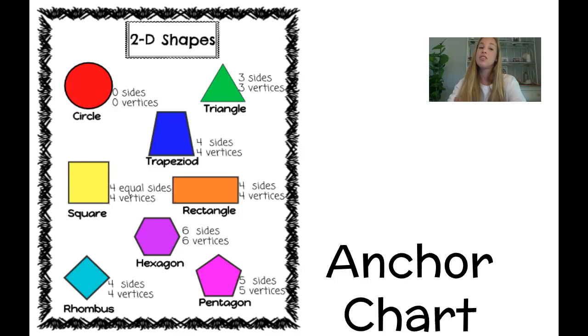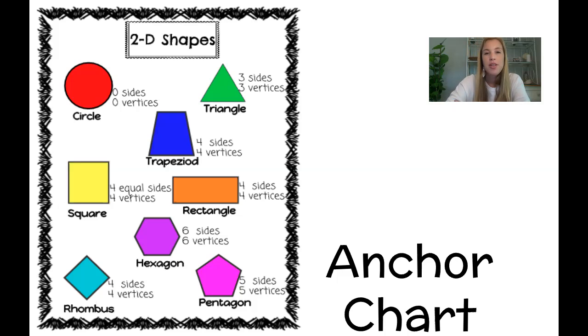Now let's look at a trapezoid. This is where we get into our quadrilaterals. Take your finger and trace the sides of the trapezoid and tell me how many sides the trapezoid has. 4. Very good. So the trapezoid is a quadrilateral. It has 4 sides and 4 angles or vertices.